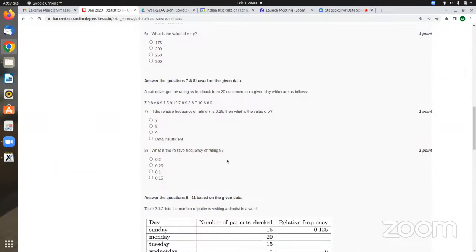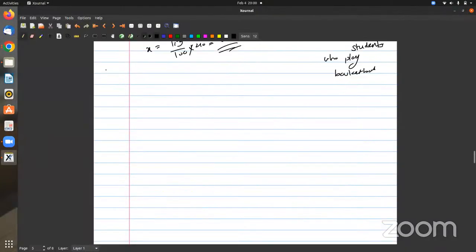Okay. A cab driver got ratings as feedback from 20 customers on a given day, which are as follows. 7, 9, 8, x, 6, 9, 7, 5. These are the ratings, right? Can you tell me these ratings once? I'll just write it down.